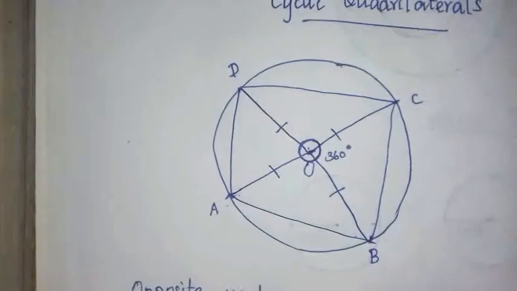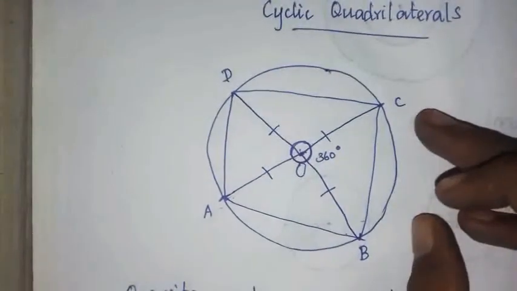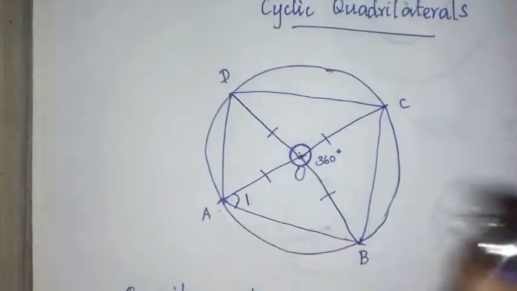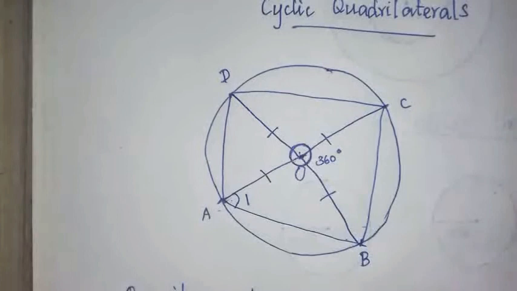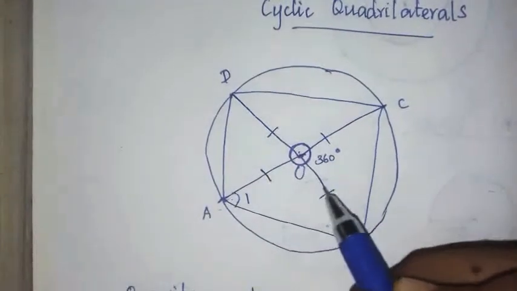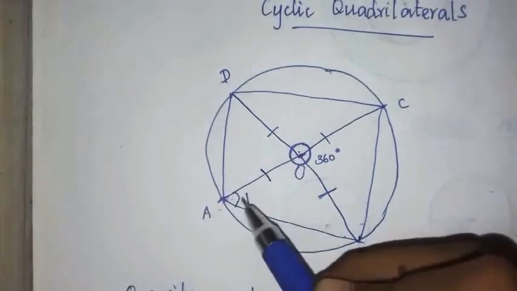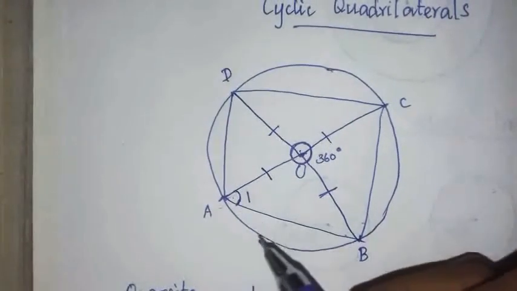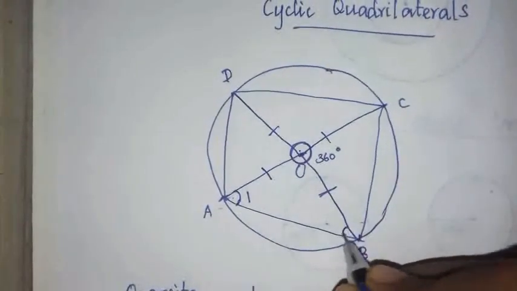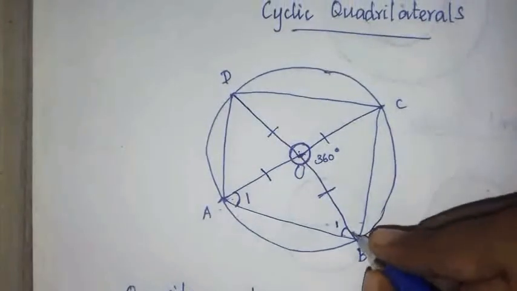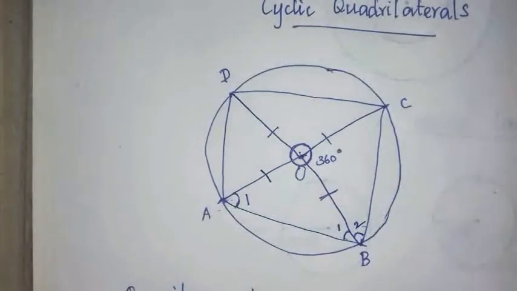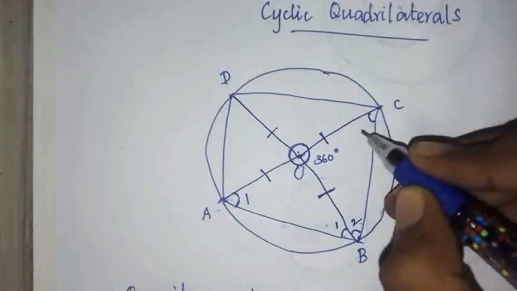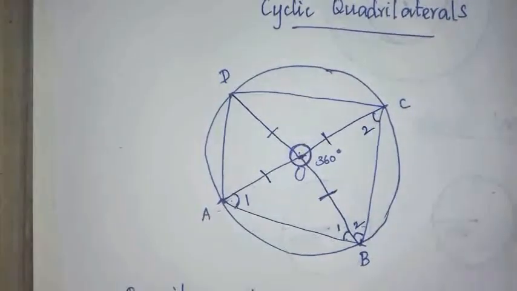Now we are going to mark the angles here. Here this is angle 1. We are marking this as angle 1. Here, since these two sides are equal, the opposite angles will be equal. So this angle will be angle 1. Here let me mark this as angle 2. These two sides are equal, so this angle will also be equal to angle 2.